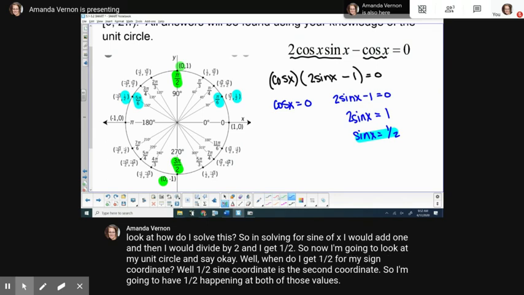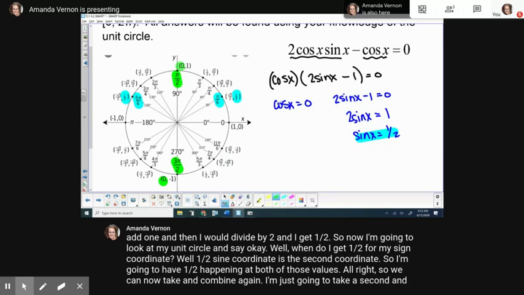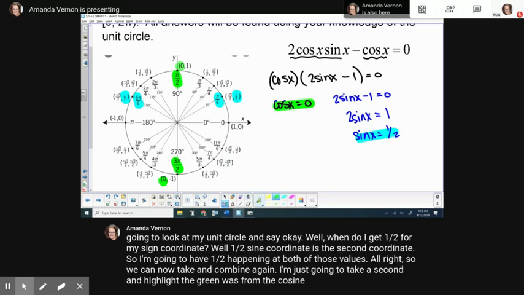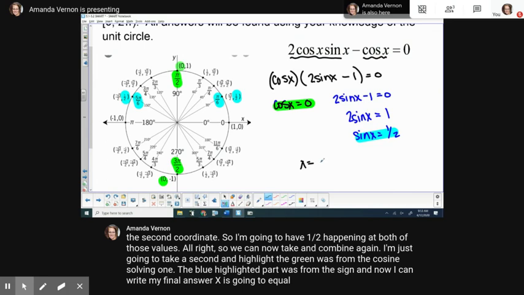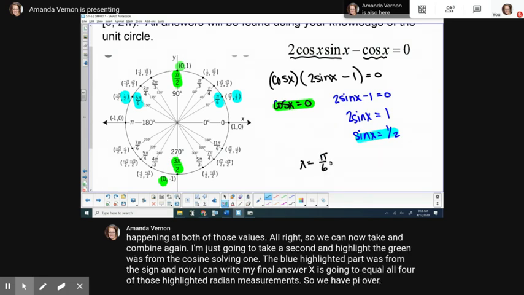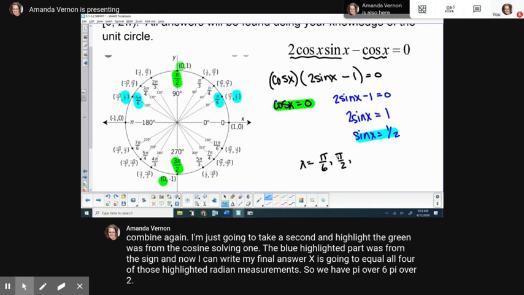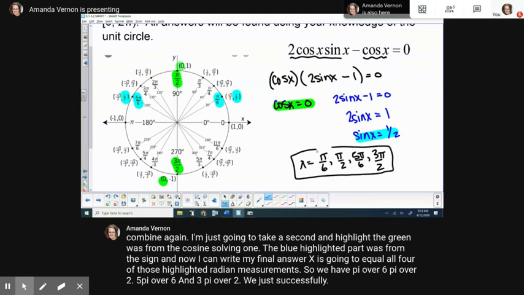All right, so we can now combine. I'm just going to take a second and highlight: the green was from the cosine solving, and the blue highlighted part was from the sine. And now I can write my final answer. X is going to equal all 4 of those highlighted radian measurements. So we have pi over 6, pi over 2, 5 pi over 6, and 3 pi over 2. We just successfully factored and solved for x using our unit circle.